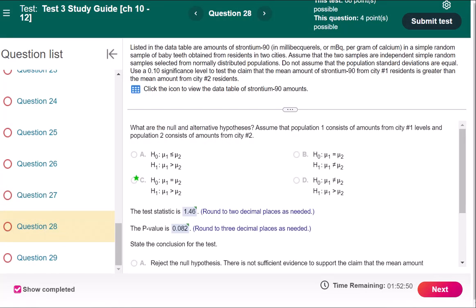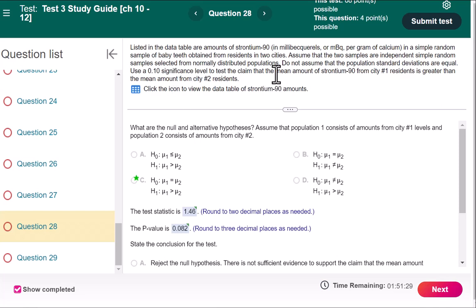Next question. Listed in the data table are amounts of strontium 90 in a simple random sample of baby teeth obtained from residents in two cities. Assume that the two samples are independent. That means this is a two sample t-test once he says the samples are independent, selected from normally distributed populations. Do not assume population standard deviations are equal. That means pooled is no. When he says do not assume population standard deviations are equal, then pooled is no.